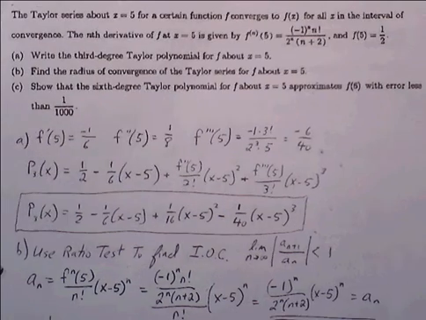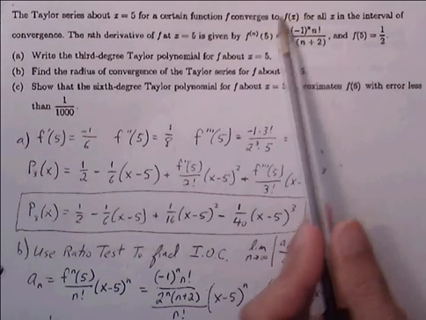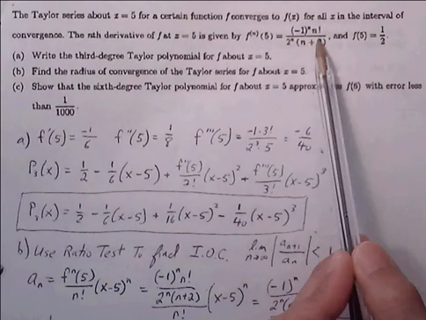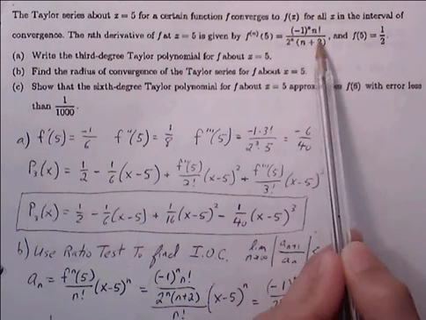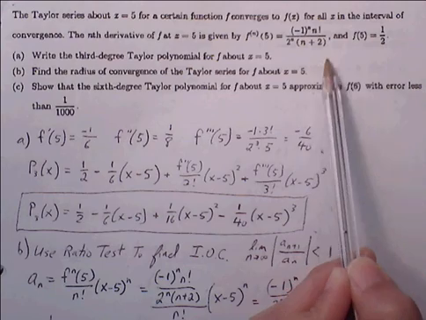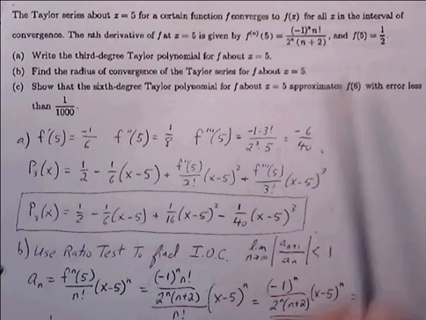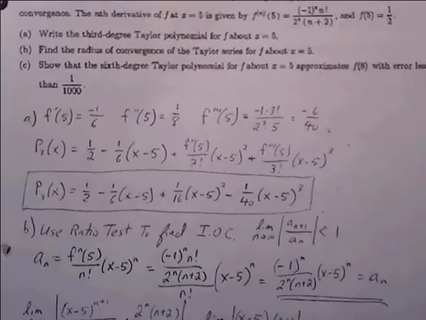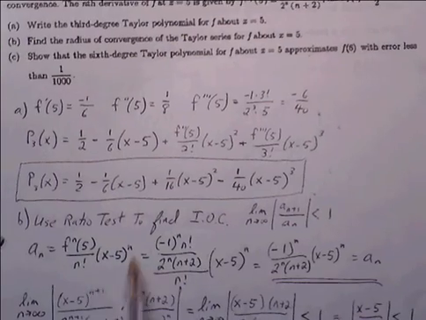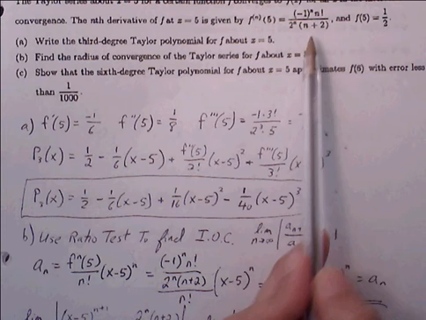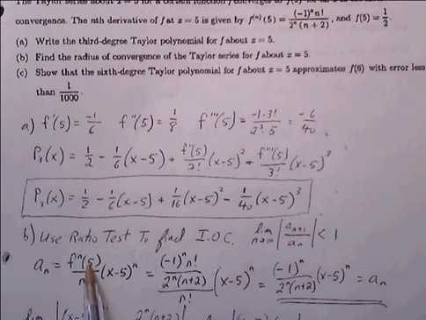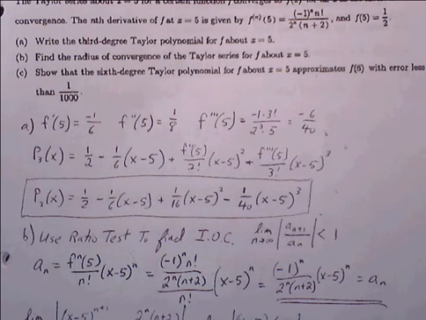Now we have to be a little bit careful here because this is only a portion of a sub n. Okay, so a sub n is actually going to be this term divided by n factorial times x minus 5 raised to the n. So this entire thing is a sub n. All we see here is just a portion of a sub n, which is f of the nth derivative at 5.